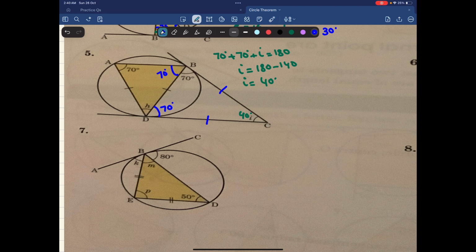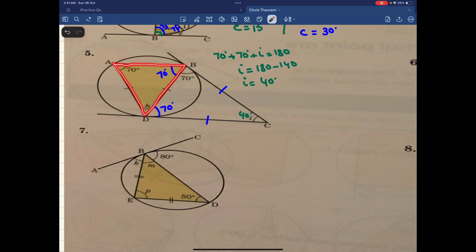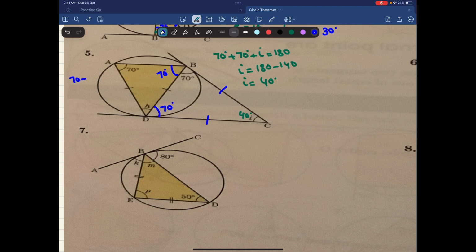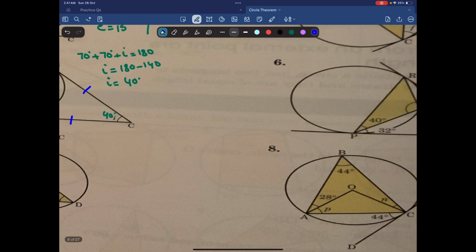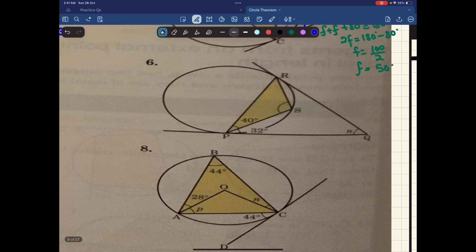So again, we are going to use the sum of interior angles of a triangle. So 70 plus 70 plus H should be 180. So H is going to be 180 minus 140, which gives you the value of H as 40 degrees. So the questions are now becoming slightly repetitive.